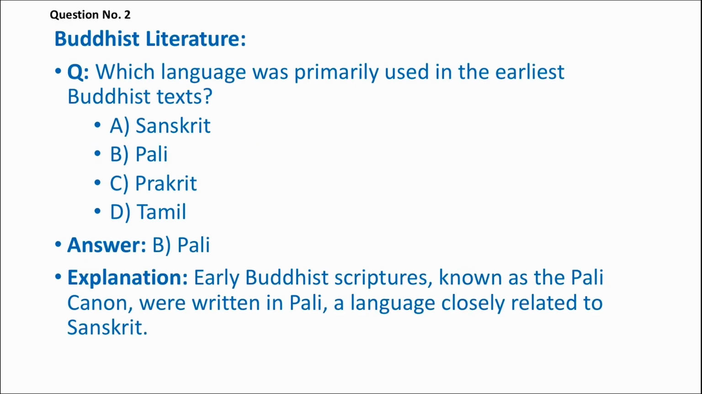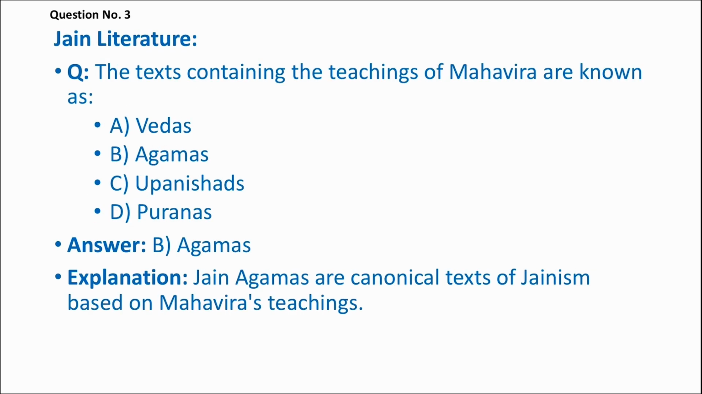The next question is on Buddhist literature. What language was primarily used in the earliest Buddhist texts? A. Sanskrit, B. Pali, C. Prakrit, D. Tamil. The answer is Pali. In fact, Pali literature is highly embedded with the Buddhist texts. So the answer is B, that is Pali. Early Buddhist scriptures, known as the Pali Canon, were written in the Pali language, closely related to Sanskrit. They resemble each other. So the right answer is Pali.